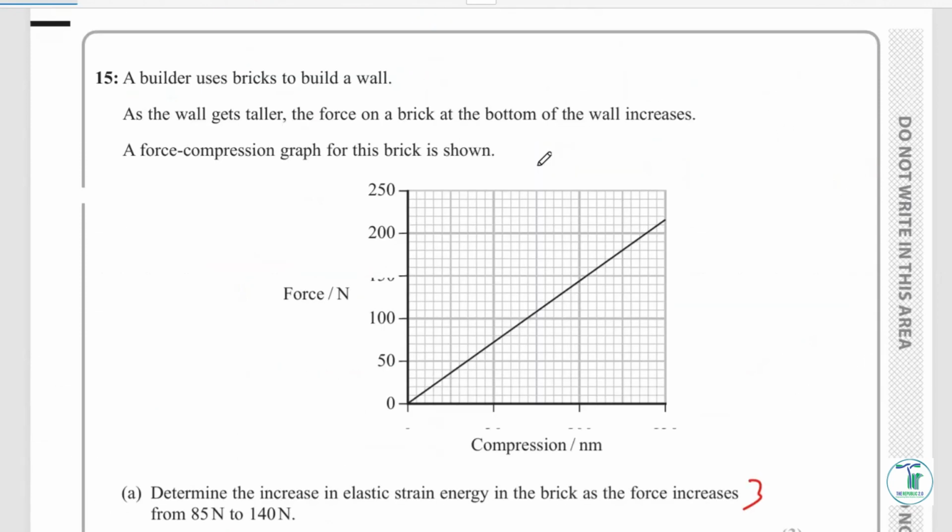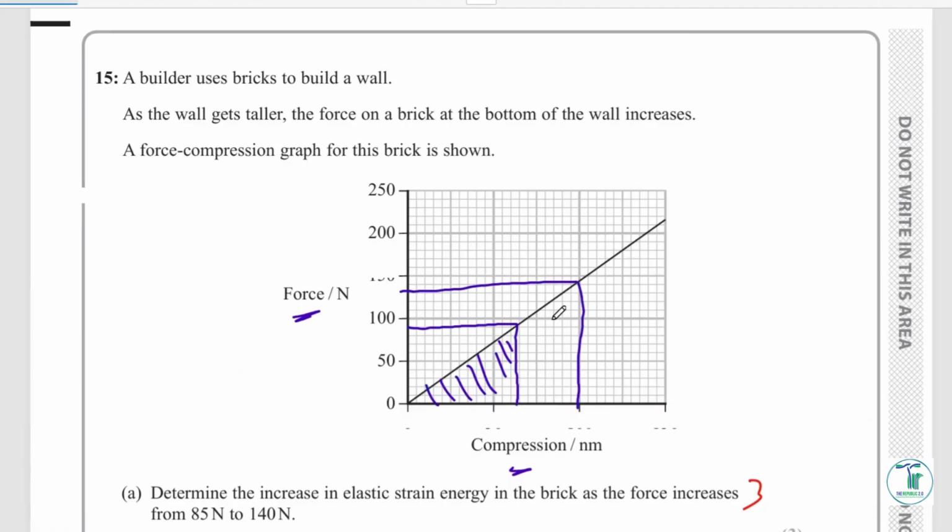Now, we've got this force extension curve, and we need to determine the increase in the elastic strain energy in the brick as the force increases from 85 to 140. So what does that mean? First of all, point out the 85. I'm just taking a hand guess, 85 must be somewhere over here. So the area covered under this part of the triangle has to be the force extension curve. And the other thing is 140, right? So you've got 140 somewhere over here.